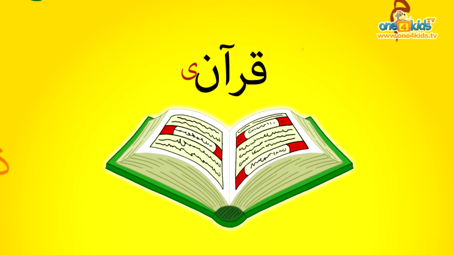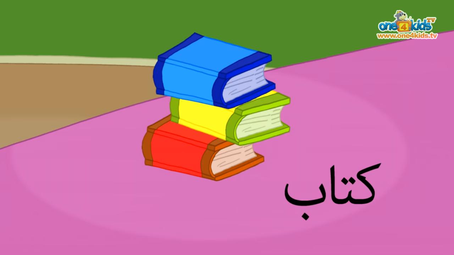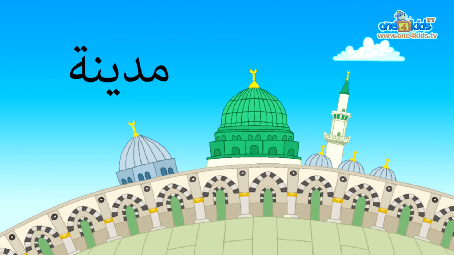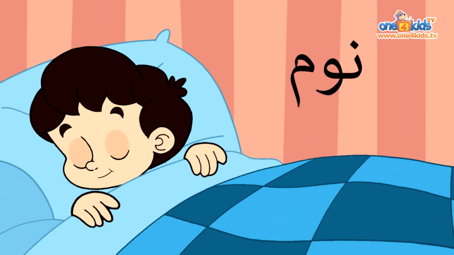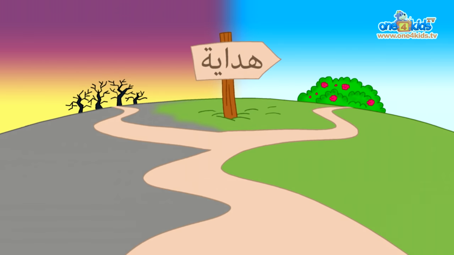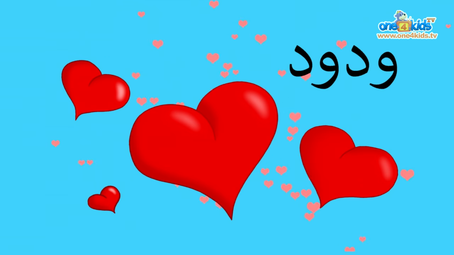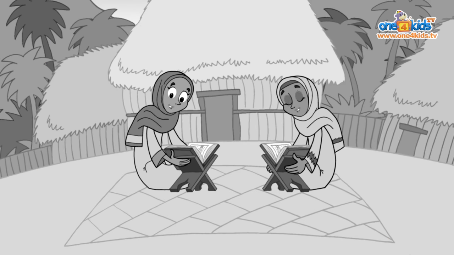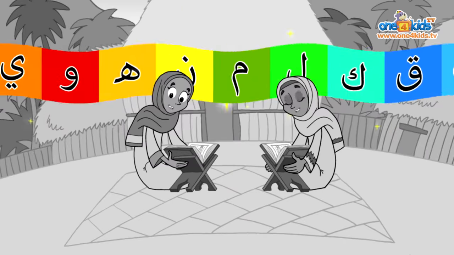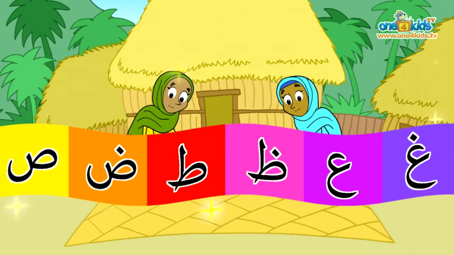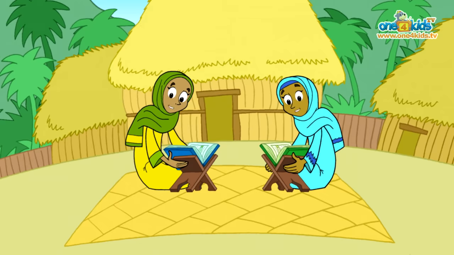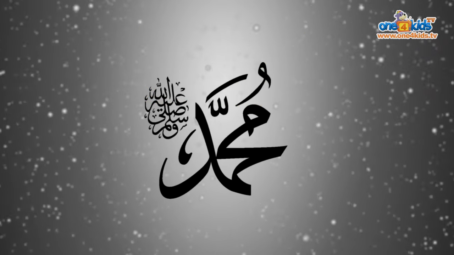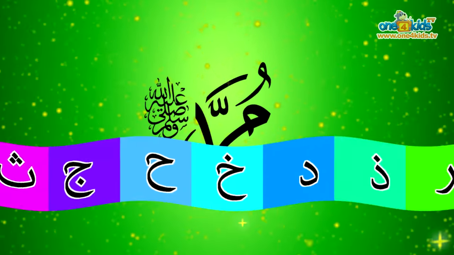Qaf is for Quran, Kaf is for Kitab, Lam is for Latif, and Mim is for Medina. Nun is for Noun, Ha is for Hidayah, Waw is for Wajud, and Ya is for Yawmuddin. We're learning the Arabic alphabet so we can read and learn Al-Quran, the language of our beloved Muhammad, the last prophet sent from Allah.